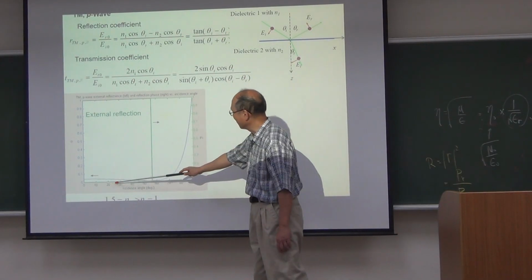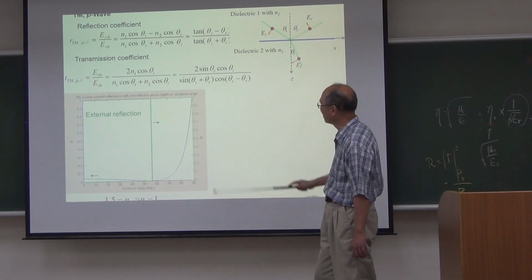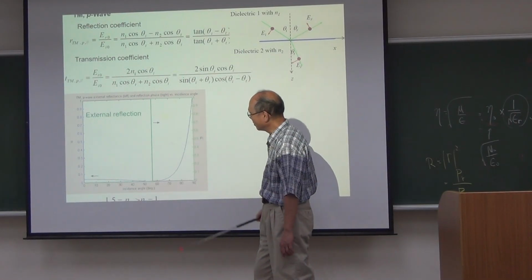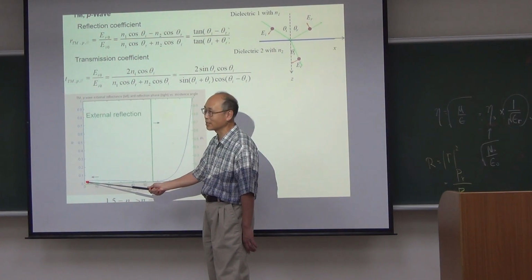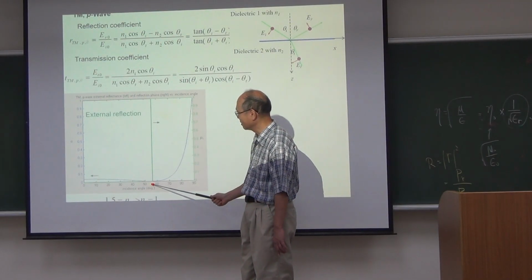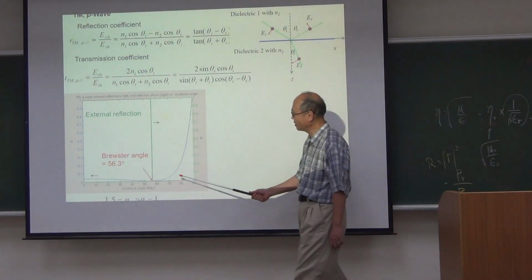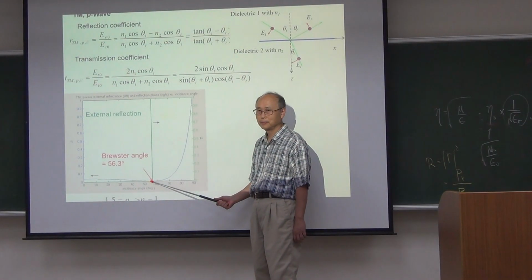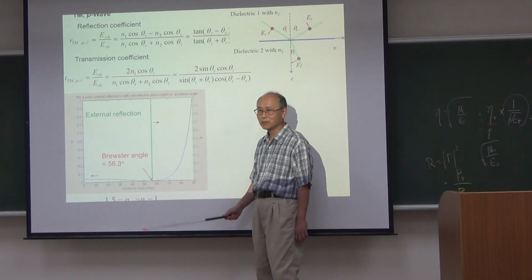Forget about this green curve for now. That is a little bit deeper, but now let's focus on this blue curve. Initially, at normal incidence for glass, I use glass as the example, this is 4%. And then at a certain point, you have zero reflection. This is very interesting. This is the Brewster angle. So at a particular angle, there's no reflection.